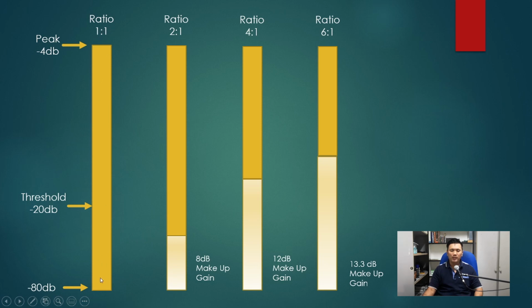Previously, at ratio 1 to 1, those with smaller devices might not be able to hear this part because it's too soft. But because I compress it 2 to 1 and gain it up by 8 dB, those with smaller devices can hear the level that's below here. If I compress it to ratio 4 to 1, they can definitely hear it, because the device can play this kind of dynamic range. And with ratio 6 to 1, I'm quite sure they can hear almost everything from the softest to the loudest part of the music.